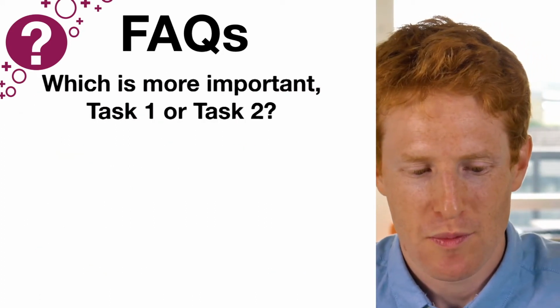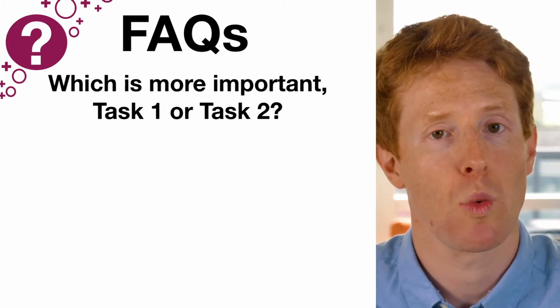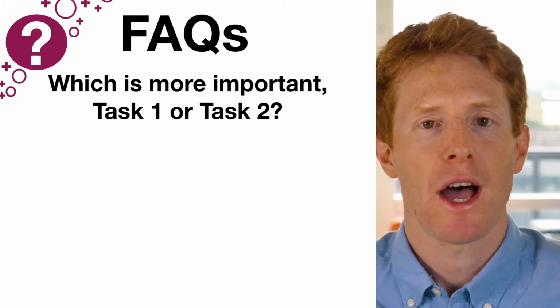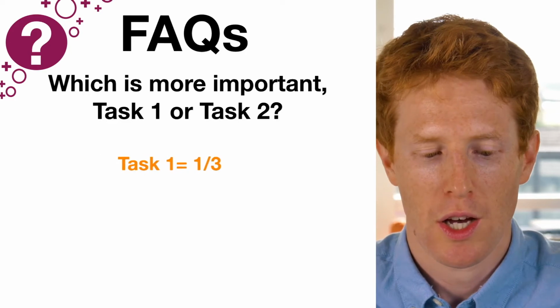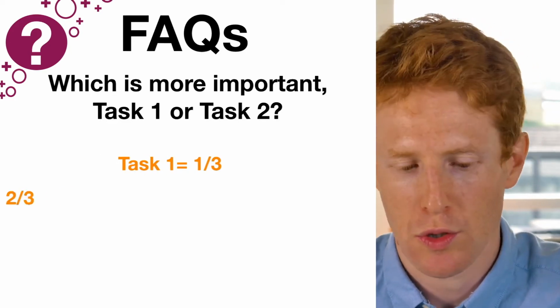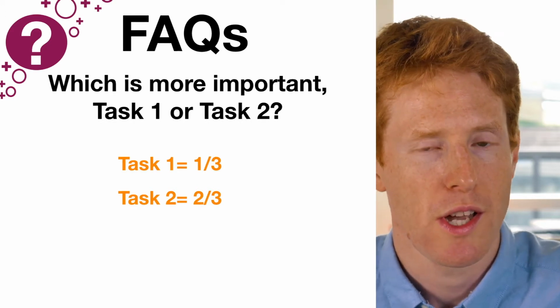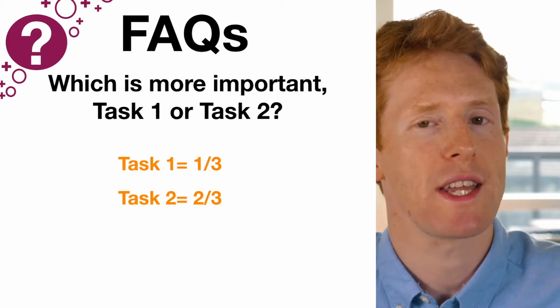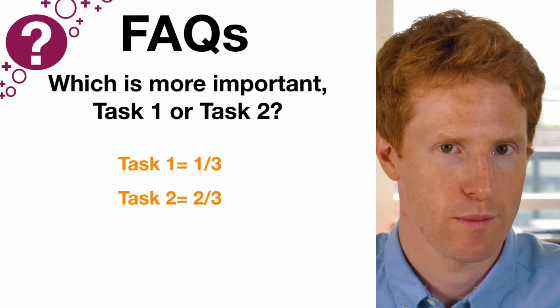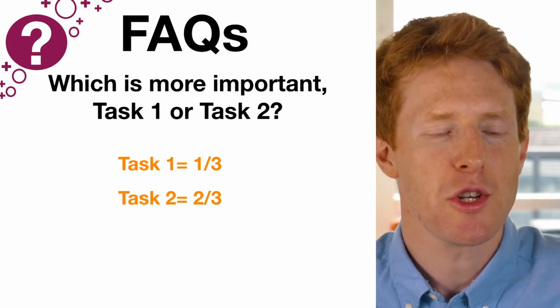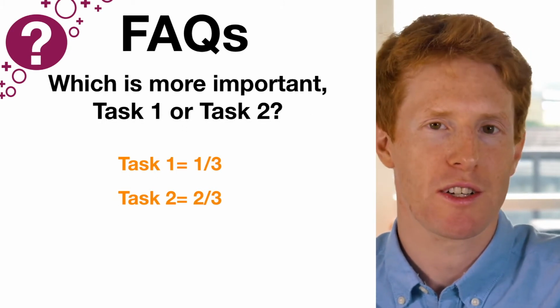Next question. Which is more important, Task 1 or Task 2? Now, for your writing score, Task 1 is 1/3 of your score and Task 2 is worth 2/3 of your writing score. So Task 2 is twice as important as Task 1. Okay, that doesn't mean that you should focus exclusively on Task 2.